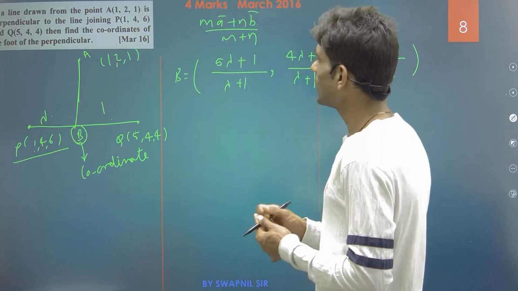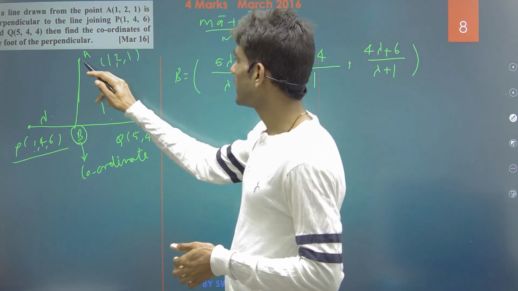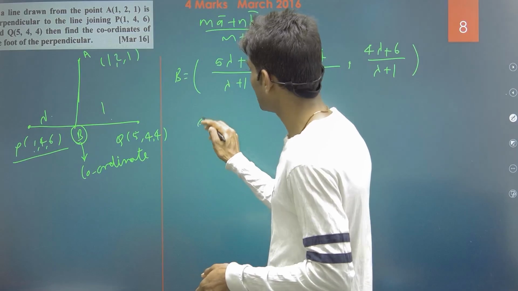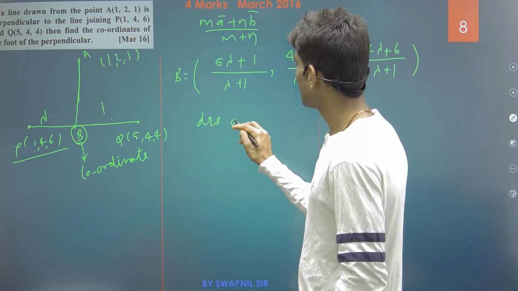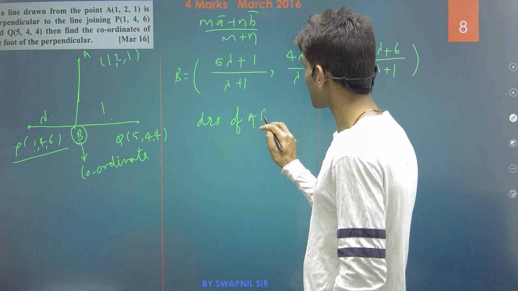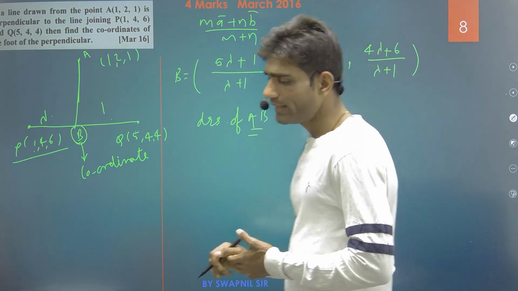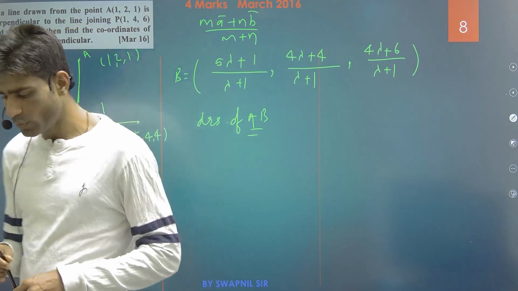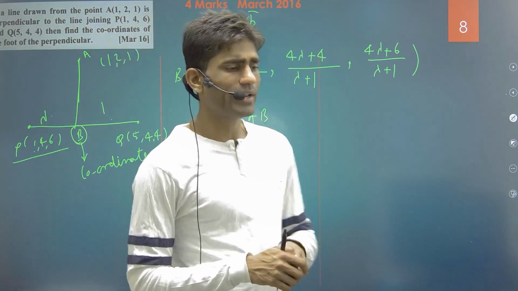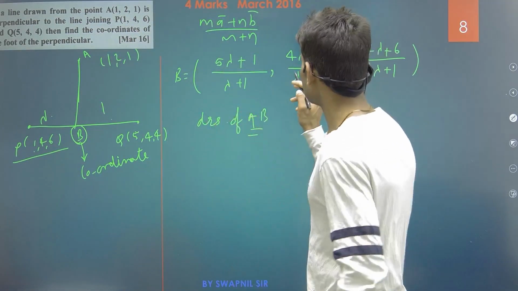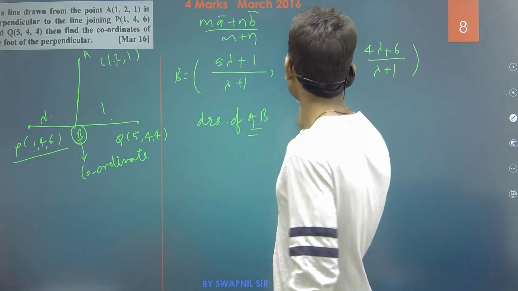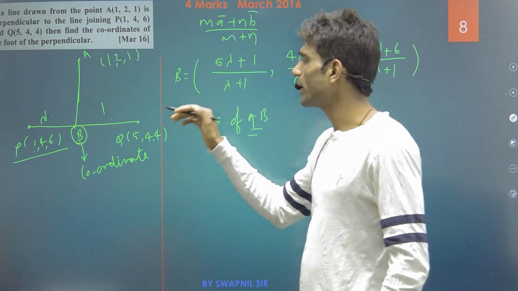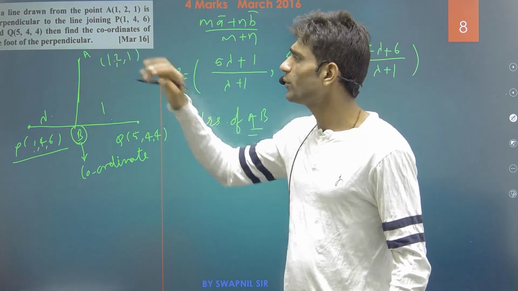Okay, so we want the direction ratios for AB. For finding the direction ratios of AB, what we do is subtract the coordinates. That means we subtract the first coordinate from the first coordinate, the second coordinate from the second coordinate, and the third coordinate from the third coordinate, from vertex B to vertex A.